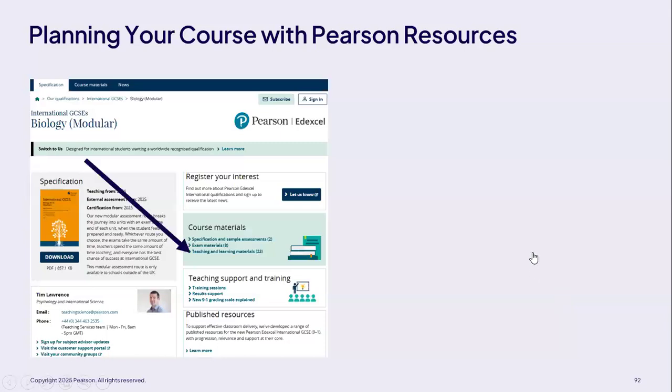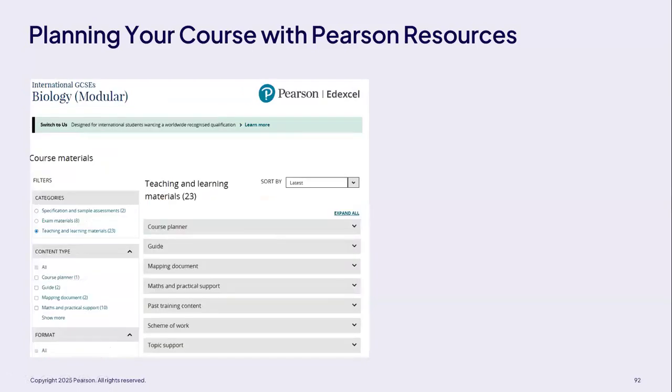So the resources available for the course materials give you the course planner, the guide, the mapping document, maths and practical support, past training content, scheme of work, and topic support. I always wanted to adjust things to fit my needs, but starting with Pearson's scheme of work is a very good starting point. It makes sure you cover all the content, it gives you lots of ideas.